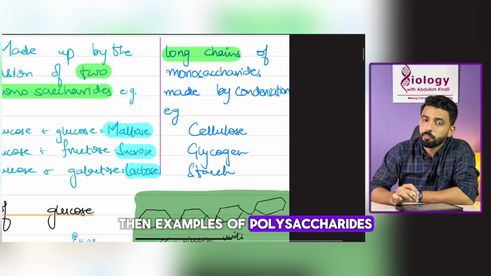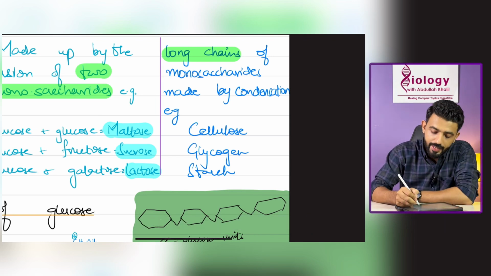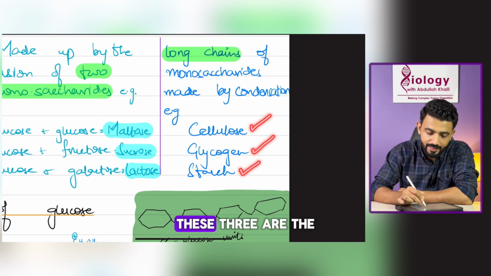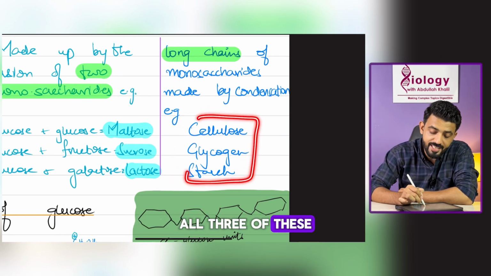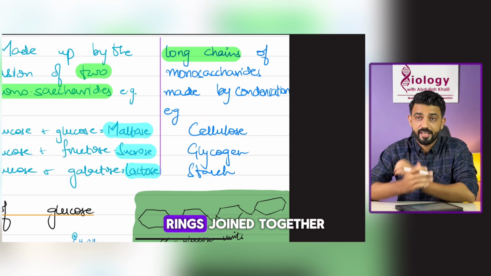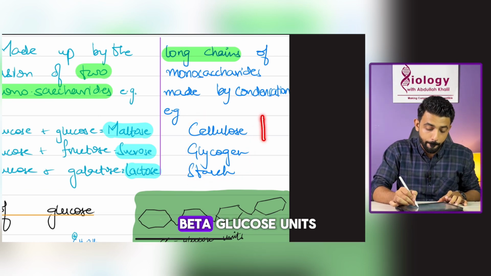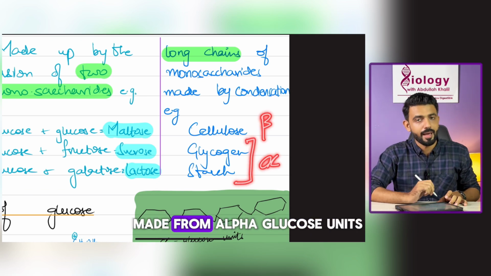Then examples of polysaccharides. When a long chain of monosaccharides is formed, it can form cellulose or glycogen or starch. These three are the examples of polysaccharides. All three of these are actually made up of glucose rings joined together, making a long chain. Cellulose is made from beta glucose units, while glycogen and starch are made from alpha glucose units.